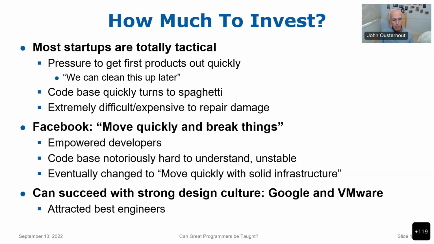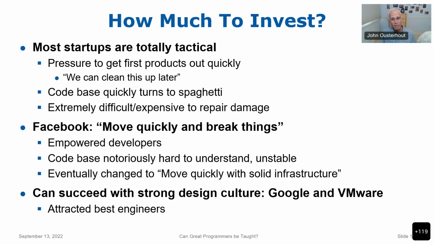So for many years, between 2000 and 2010, there were two companies in Silicon Valley known as having really strong design cultures, and they were Google and VMware. And these companies attracted all the best engineers. Google and VMware both said, we basically never lose engineers except to the other of these two companies. And of course, both of those companies have also been phenomenally successful. So you don't have to be tactical in order to succeed.